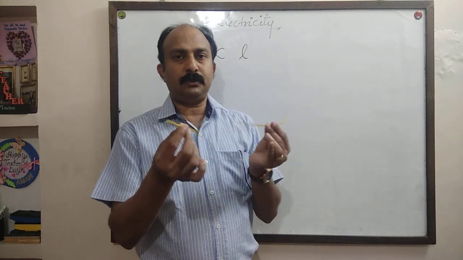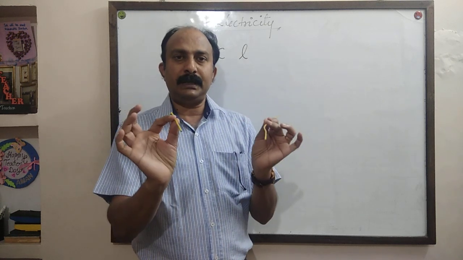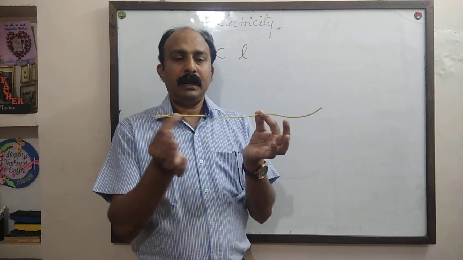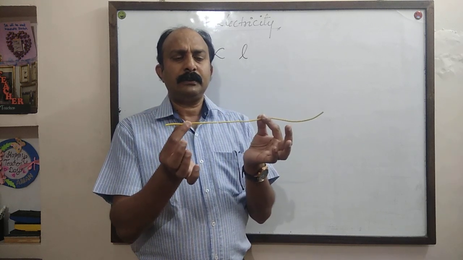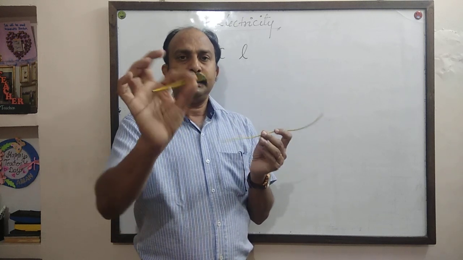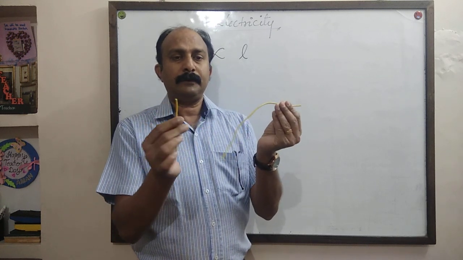Now look at these two wires. I have taken two wires of the same material. Both are made of the same copper wire. I have cut both the wires from the same piece of wire. Now this is a shorter length wire and this is longer.